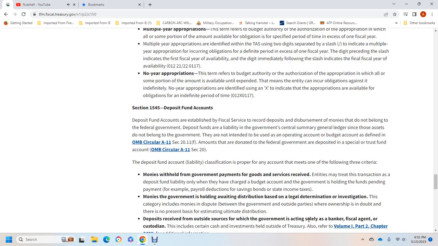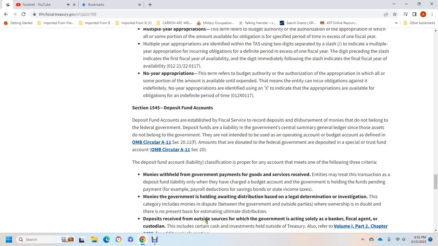Section 20: for the deposit fund account liability classification, properly any account that meets the following three criteria: the money is for the government, means for the government services received, and these may treat the transaction for the deposit fund liability only with the charge of the budget account, with the government holding the funds pending payment. Example: the payroll deduction, say the bond or the state income tax. The government is holding the money awaiting disbursement based on legal determination or investigation.